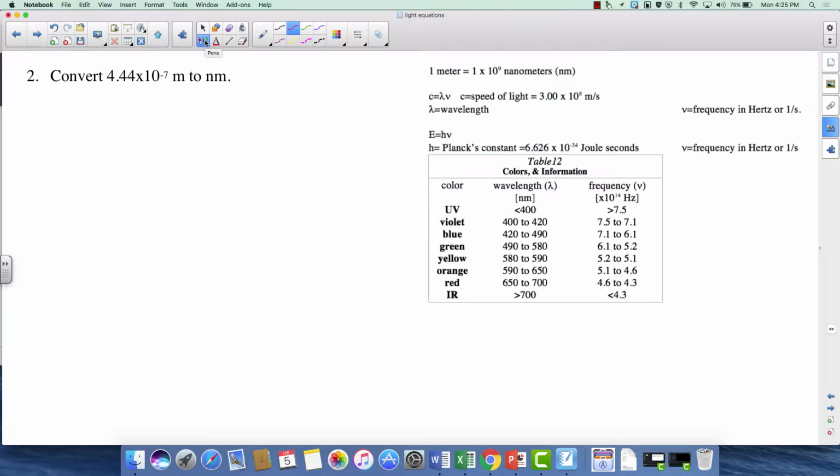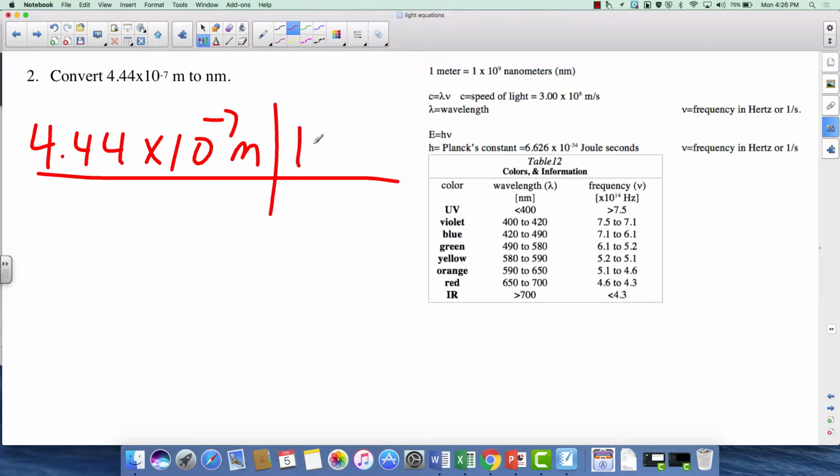This one is exactly the same except different. This time we're given 4.44 times 10 to the negative 7th meters. And we're going to use the same fact that there's 10 to the 9th nanometers in 1 meter. And we're going to get 444 nanometers.